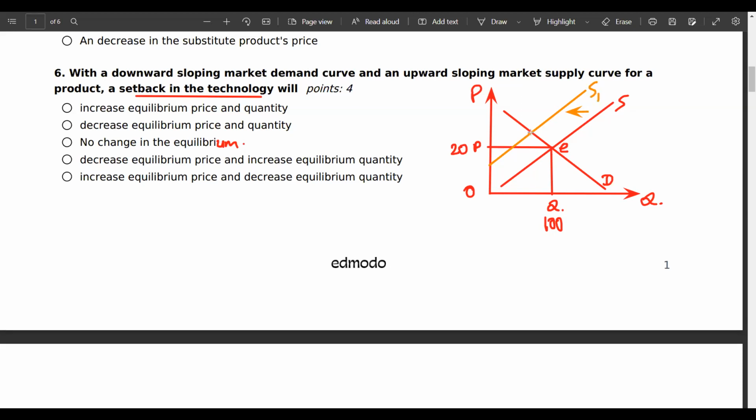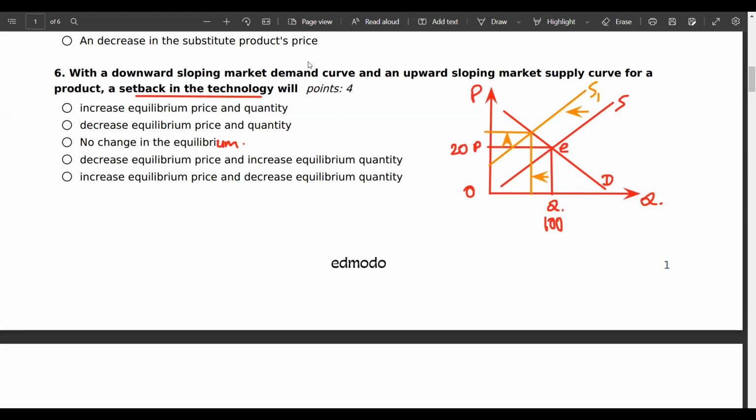When that happens, as you can see, you have a new equilibrium now. The demand curve doesn't shift because nothing has changed that causes a shift in the demand curve. But the supply curve shifts left because of the setback in technology. As a result, you see the price of the product has increased, but the quantity has decreased.